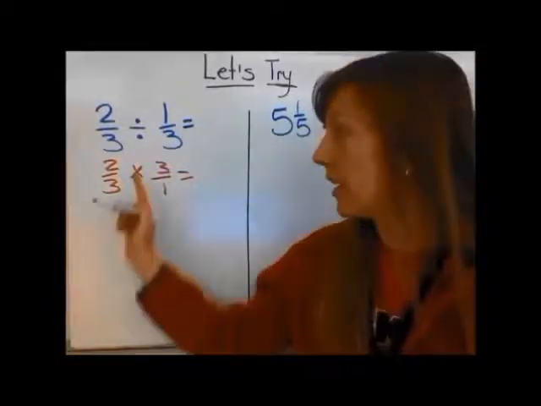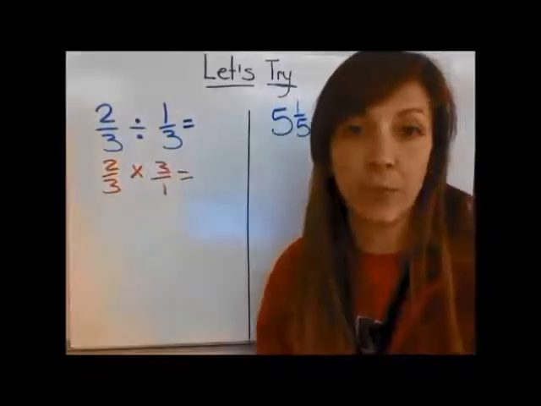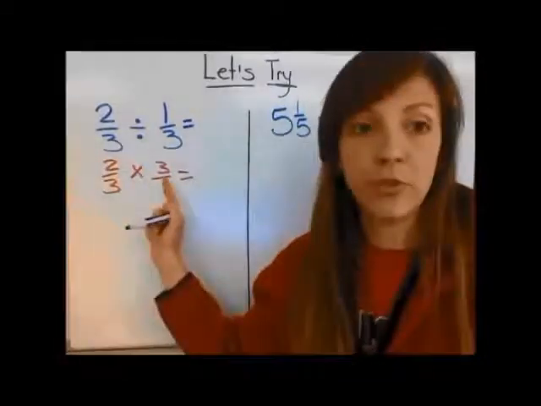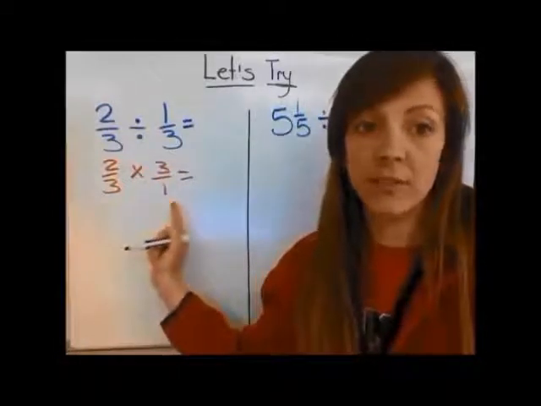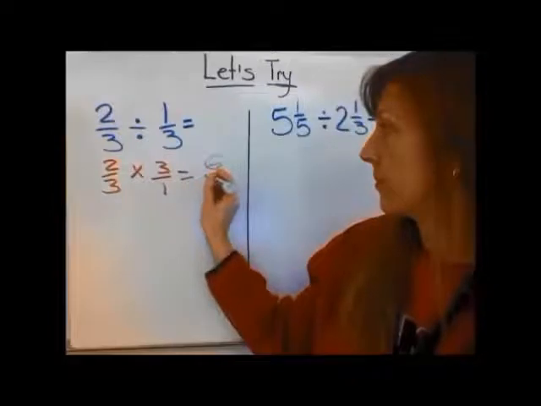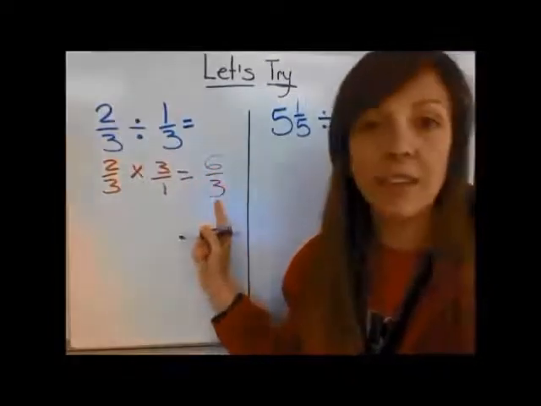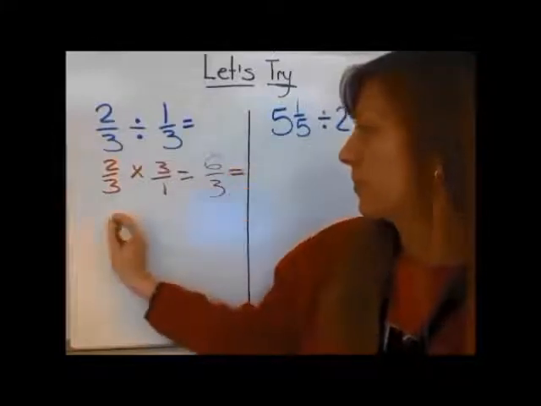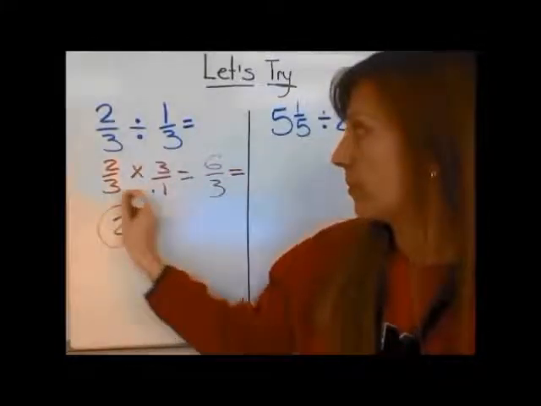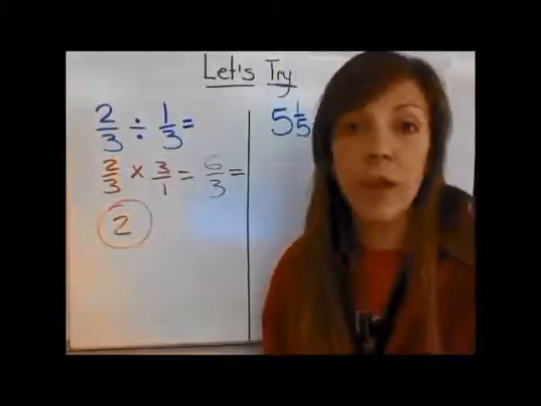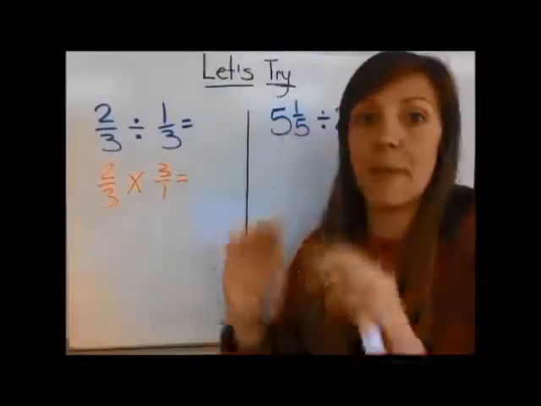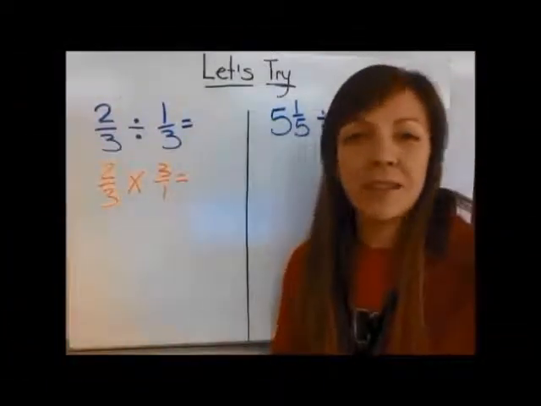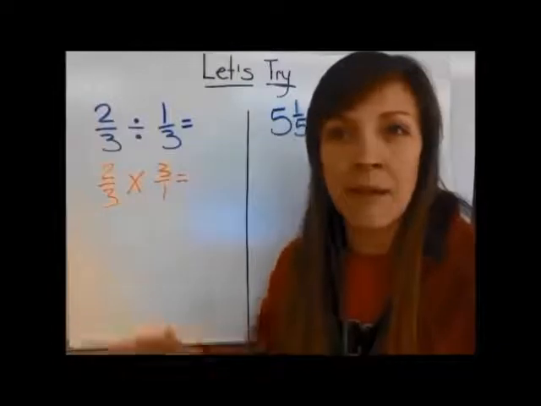And then you just multiply straight across, just like you did with multiplication. 2 times 3 is 6. 3 times 1 is 3. And 6/3 can be simplified to 2. So 2/3 divided by 1/3 is 2. Top and bottom simplify. That makes it a little bit easier in the end.